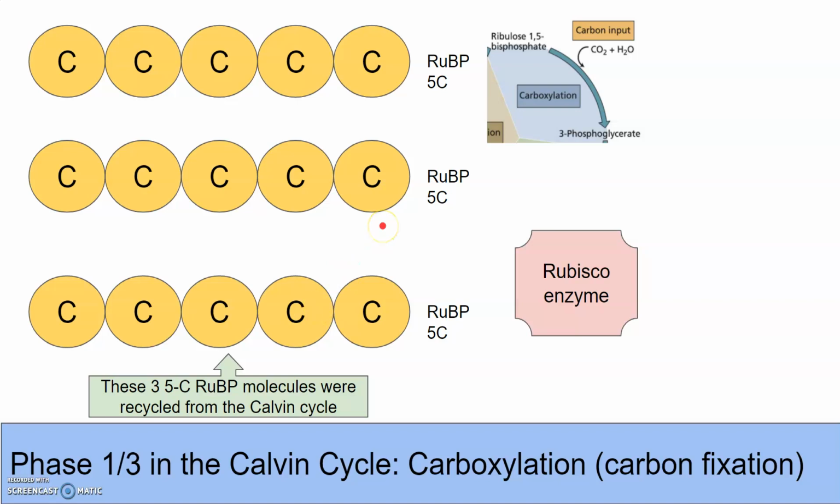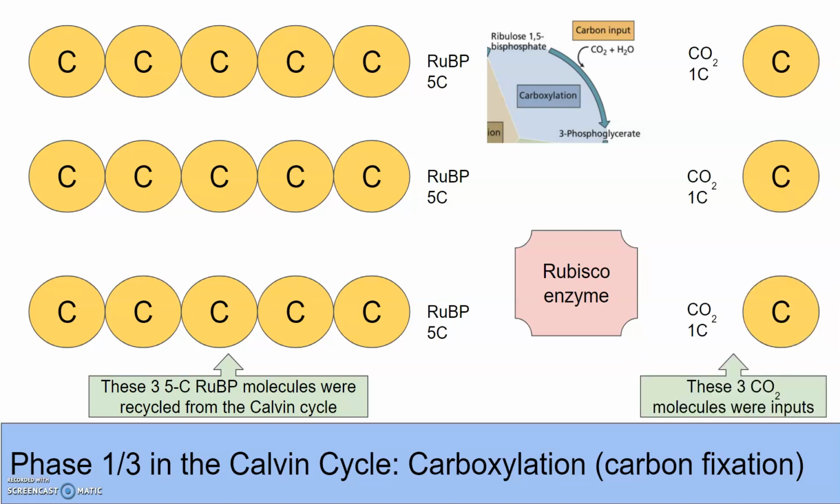There are three phases of the Calvin cycle. The first phase is called carboxylation, or carbon fixation, and Rubisco is the main enzyme catalyzing this phase. We start with three molecules of RuBP, which are each 5-carbon molecules. Remember, the Calvin cycle is a cycle, so these carbon molecules have been recycled from the previous round. This phase also uses an input, in other words, it wasn't recycled, of 3 molecules of carbon dioxide, which is taken in through the stomata of leaves. It also has an input of water, which is absorbed through the roots.